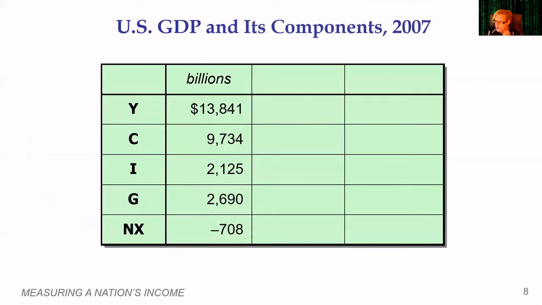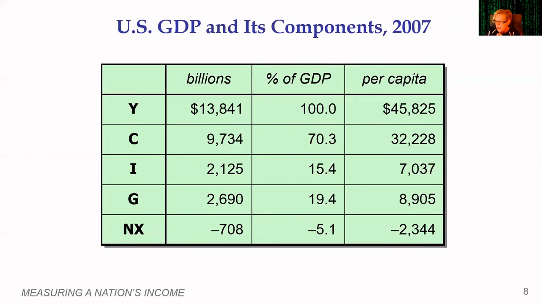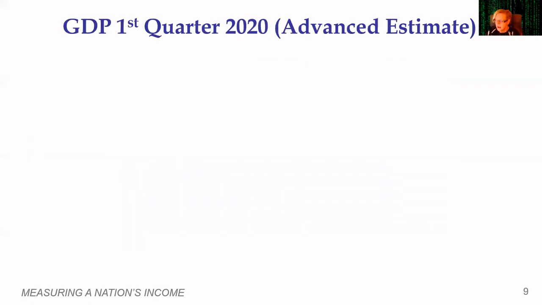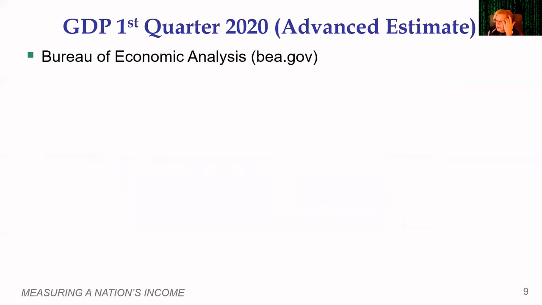Okay, so here is GDP, its components for 2007, just to give you an idea of what category is largest. Consumption is still the largest. I don't like outdated information, so here is information from the Bureau of Economic Analysis. So I'm going to go ahead and click on that.